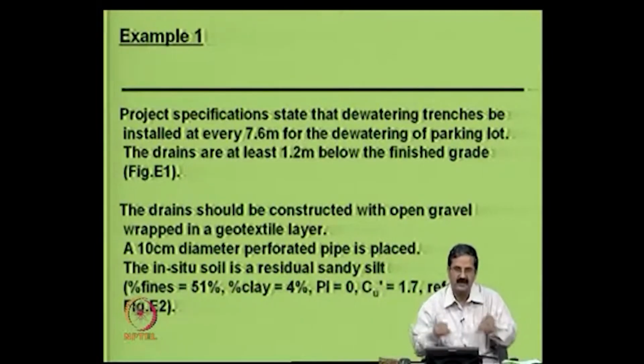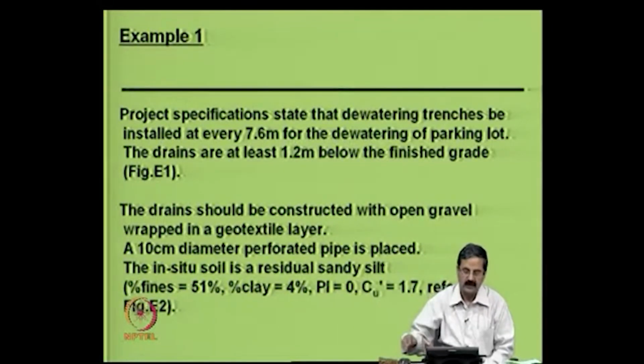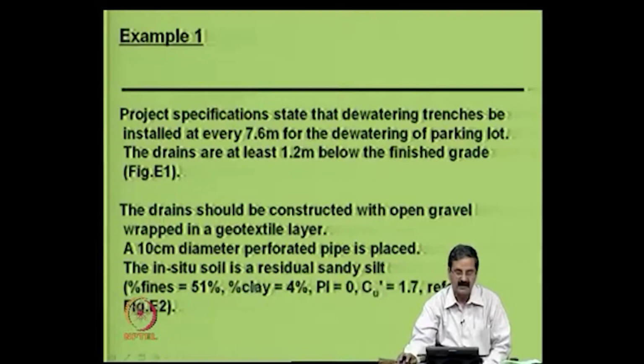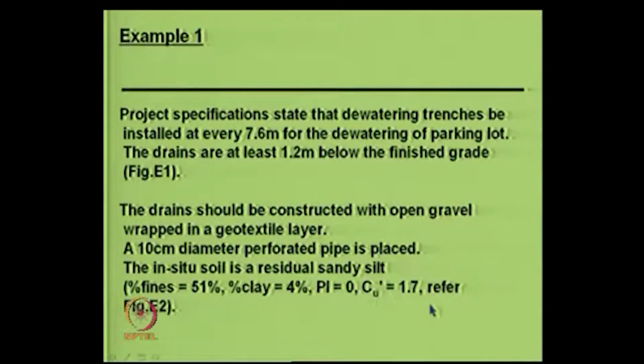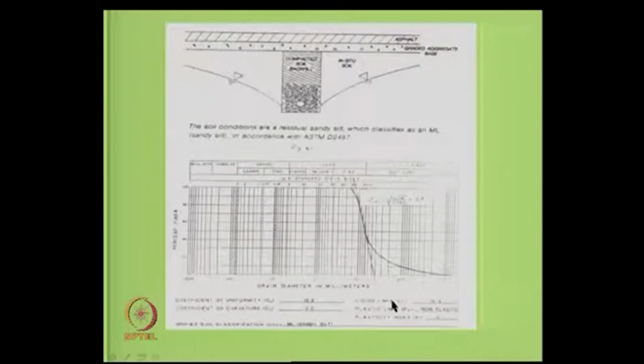So, you would like to have a sort of geotextile cover, which will help you ensure that the drainage of the gravel system is perfectly all right, and also that the soil is not moving into that system. We also have some pipes here, and the in situ soil properties are known: percent fines is about 51%, percent clay is 4%, plasticity index is 0, and Cu' is another parameter that we will see.